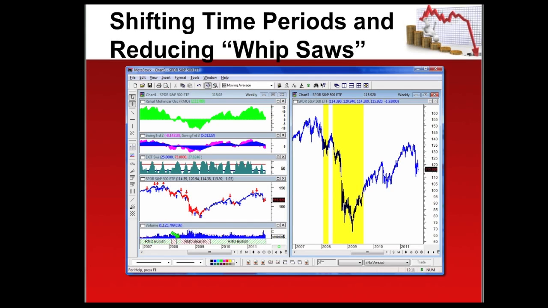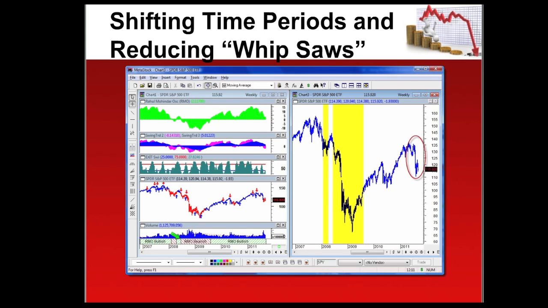Some people might prefer using daily bars, but you're going to be moving in and out of the positions more frequently. And with a mutual fund, they often carry an early redemption fee. And by switching to a monthly bar or a weekly bar, you can avoid that early redemption fee problem.